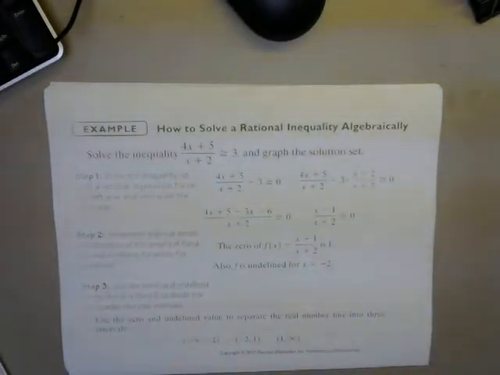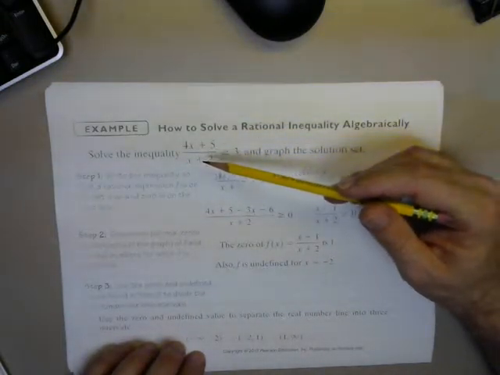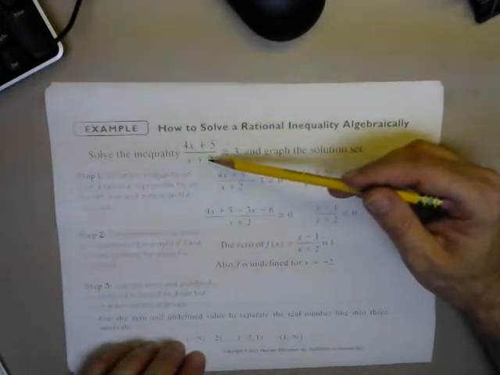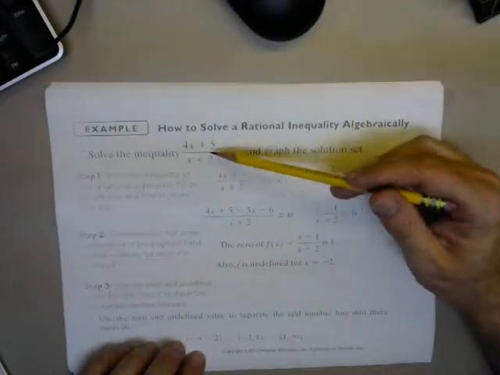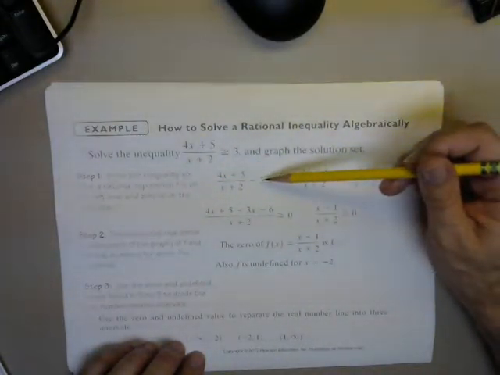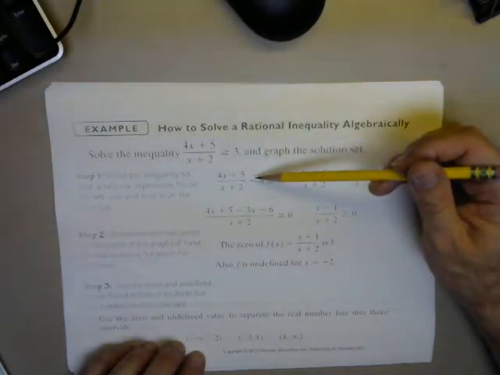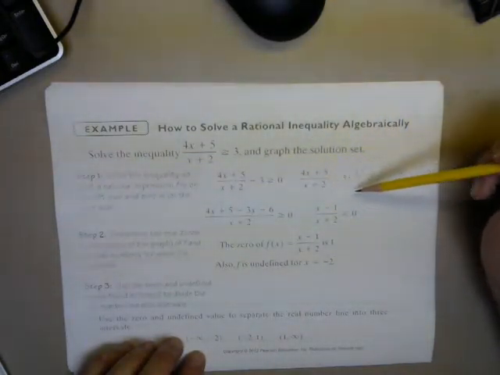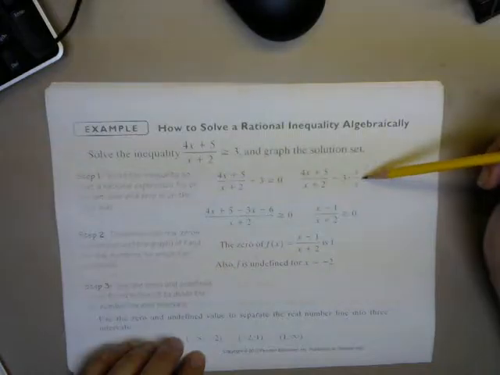So let's say, for example, we want to solve this rational inequality. So again, do not multiply both sides by x plus 2, right? Because for some values of x, the bottom is negative. So what you want to do in this case is move the negative 3 over, and then add these two fractions together. So I have to multiply on the top and the bottom by x plus 2 here to get a common denominator.